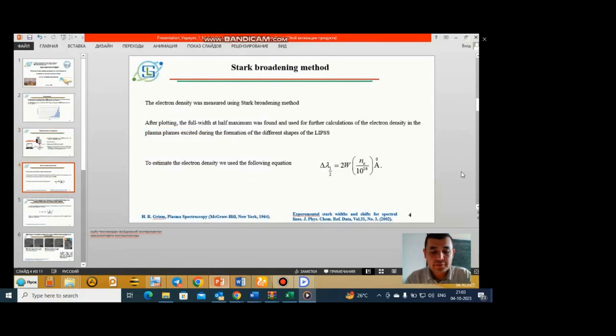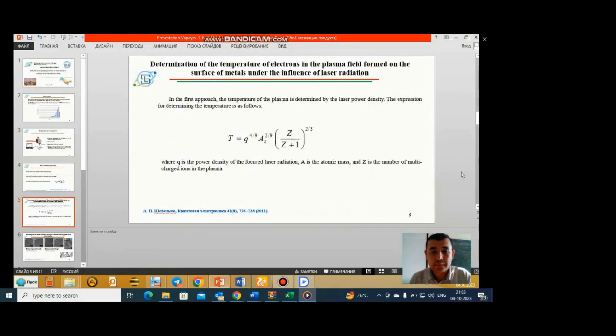Stark broadening method. The electron density was measured using the Stark broadening method. After plotting, the full width at half maximum was found and used for further calculation of the electron density in the plasma plume excited during the formation of the different shapes of the LIPSS. To estimate the electron density, we used the following equation.